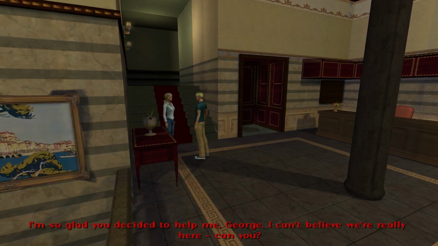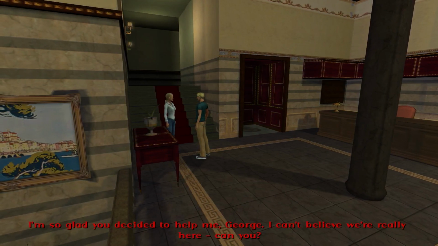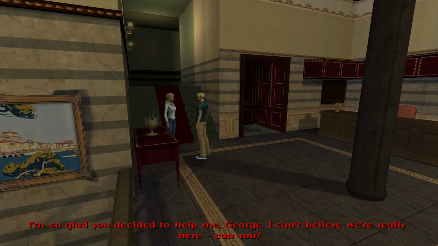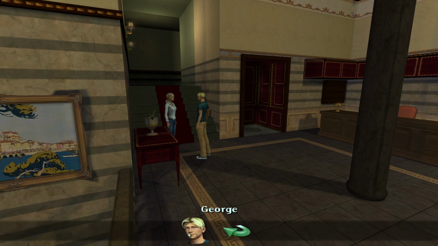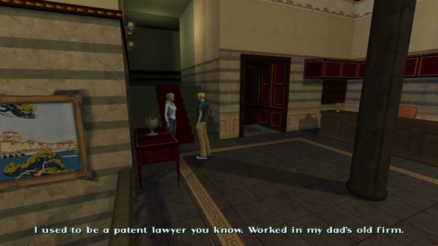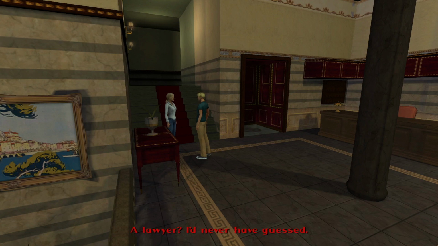I'm so glad you decided to help me, George. I can't believe we're really here. Can you? Yeah, it's kind of like a dream. Not a nightmare? Oh, no. Not a nightmare. Not yet, anyway. I used to be a patent lawyer, you know. Worked in my dad's old firm. A lawyer? I'd never have guessed. Well, I take that as a compliment.